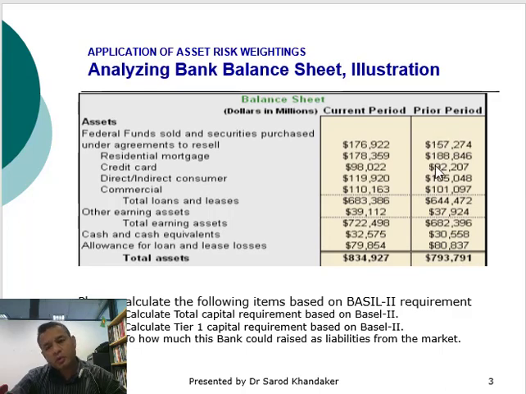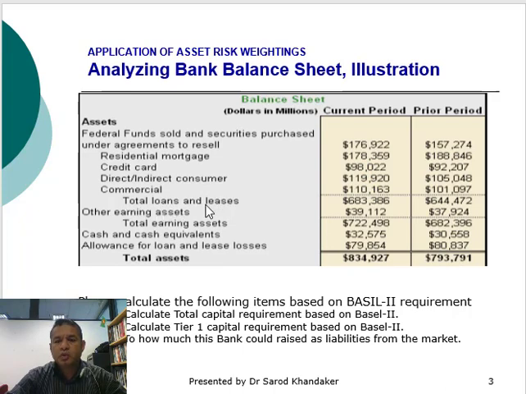So we'll ignore the previous year one, but we'll look at the current year period. Now the assets value has been given. Now Federal Fund sold and security purchase under the agreement to resell, which is the repurchase agreement or repos. The amount has been given here. Residential mortgage, credit card, direct or indirect customer, and commercial bank and commercial lending. So all this amount has been given.